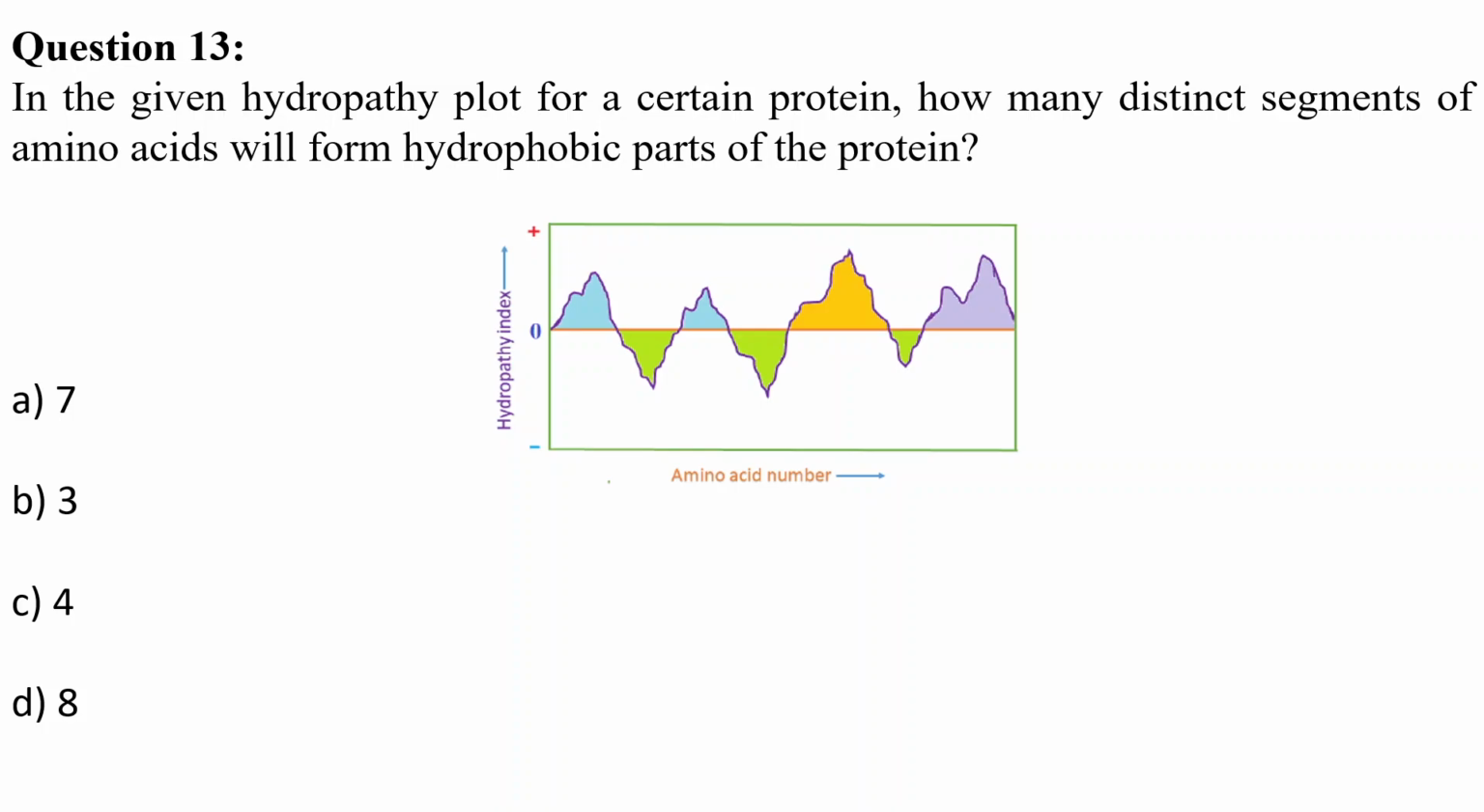I have told you, in a hydropathy plot, hydrophobic residues have a positive value and the hydrophilic residues have negative values. So in this plot you can see in total how many sections? We can see 1, 2, 3, 4, 5, 6 and 7 sections are there. Total 7 sections. Out of 7 sections, how many sections are hydrophobic and how many sections are hydrophilic?